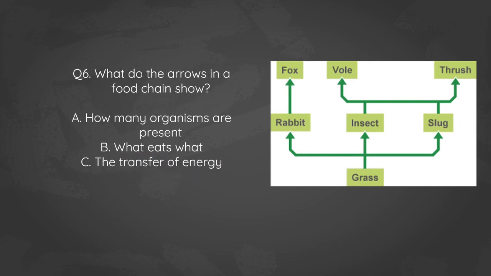What do the arrows in a food chain show? Is it how many organisms are present, what eats what, or the transfer of energy? You are correct if you said C, the transfer of energy. So we are seeing in food chains how the energy is transferred throughout the various trophic levels. So the energy stored up in the grass is transferred to the rabbit, the insect, and the slug. The energy stored in the rabbit is transferred to the fox.